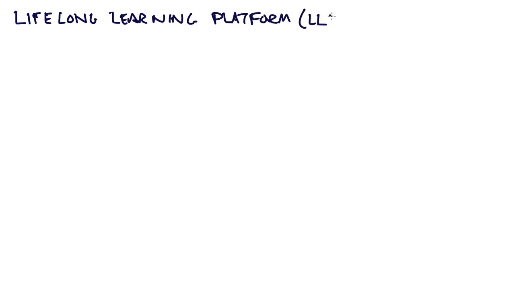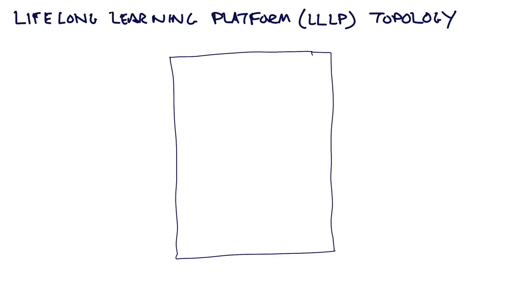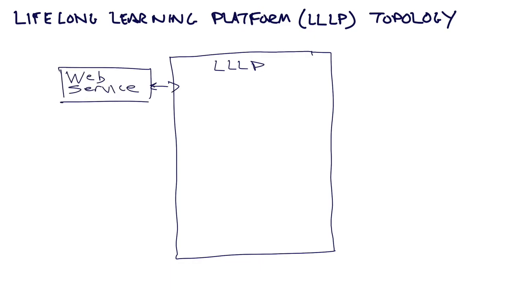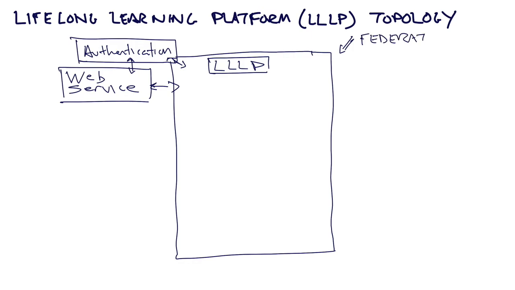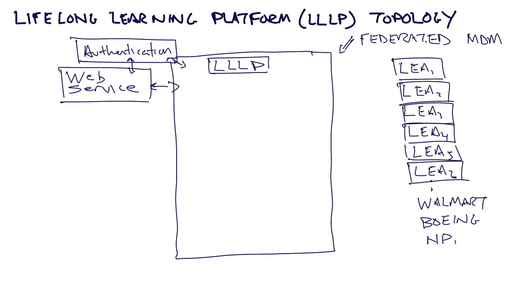So let's take a look at the topology of our lifelong learning platform, and at the core there is a federated master data management system along with a front-facing web service and authentication services. And on the periphery, we have local education authorities and for-profit and nonprofit work organizations.